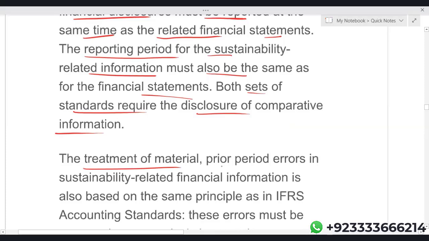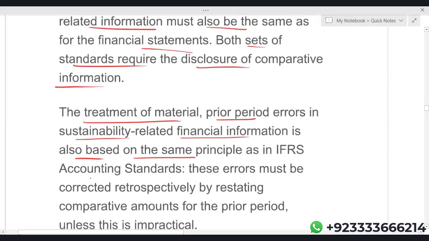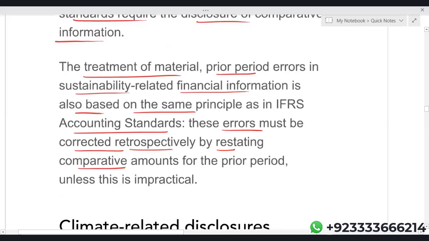The treatment of material prior period errors in sustainability-related financial information is also based on the same principle as IFRS accounting standards. These errors must be corrected retrospectively by restating comparative amounts for the prior period unless this is impracticable. If you look at this, it is exactly the same thing which your IAS 8 says.